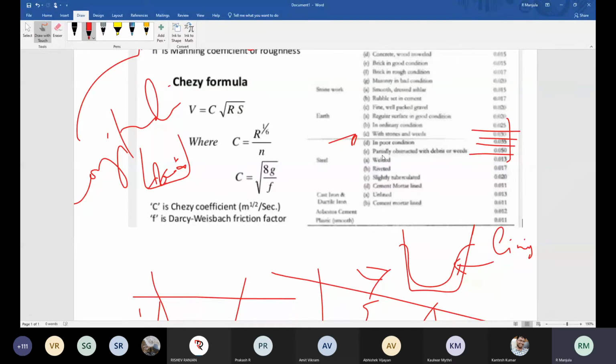For steel, we have welded steel, riveted steel, then slightly tuberculated and cement mortar lined, and then cast iron. Compared to cast iron, steel has the higher roughness. Then for plastic, a smooth material, you can see the lowest value. Smooth or fine materials like plastics and asbestos have the lowest value of roughness.